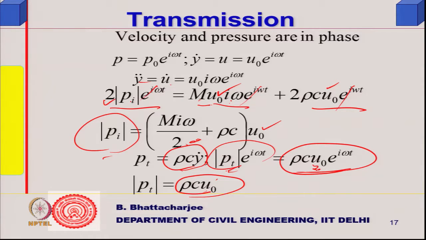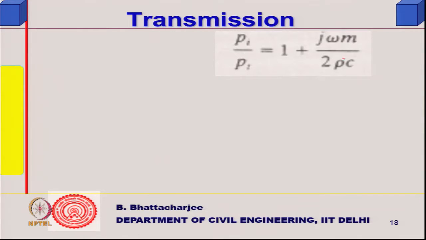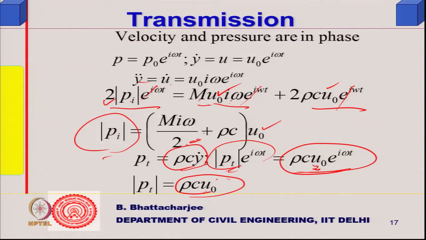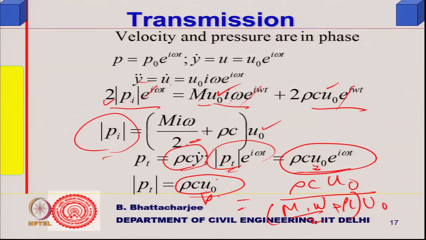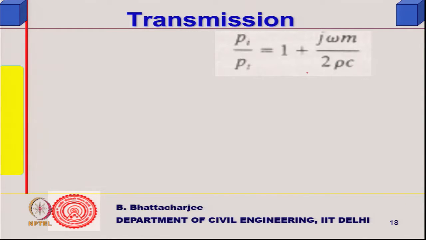So, u0 will not be there, e^(iωt) would not be there anyway, and this is divided by this part. I will get ρc, u0 will cancel out, ρc by ρc, P_i divided by ρc times 1 plus m iω by 2. This is what it will come to. If I write it separately, P_t by ρc u0 divided by u0 multiplied by m iω by 2 plus ρc. So this is P_t by P_i, and if I divide by ρc, it will be 1, here I will get ρc, u0 will cancel, so I will have m iω, and P_t by P_i can be written in this manner.